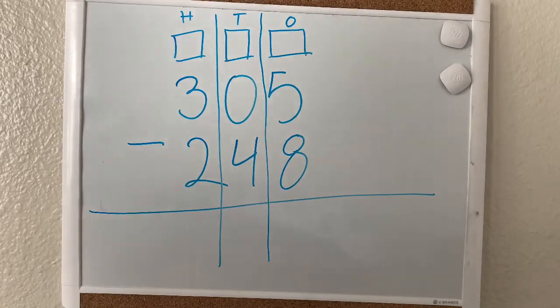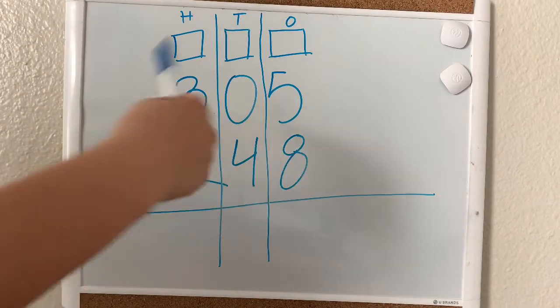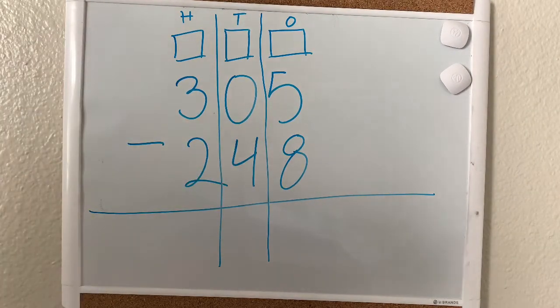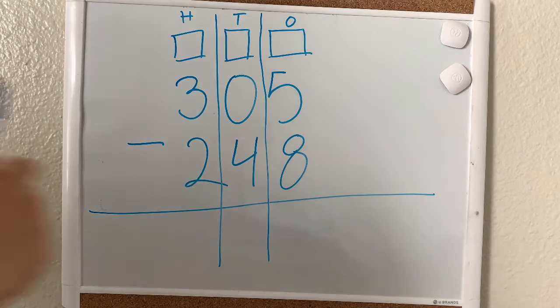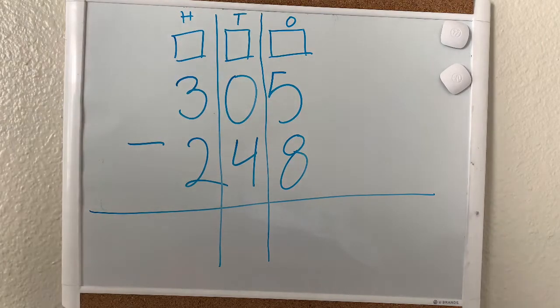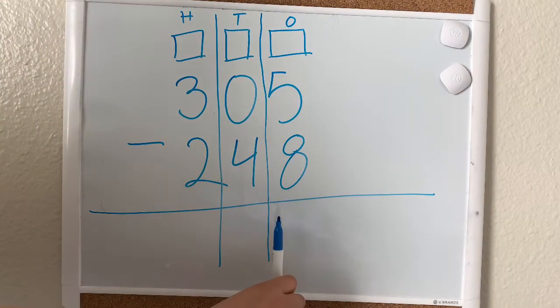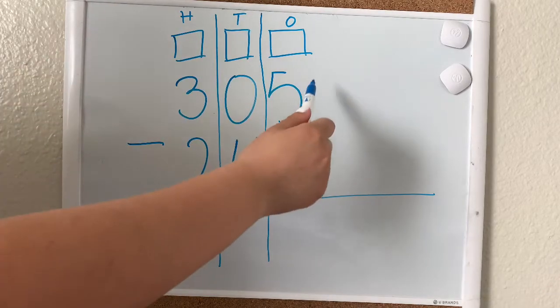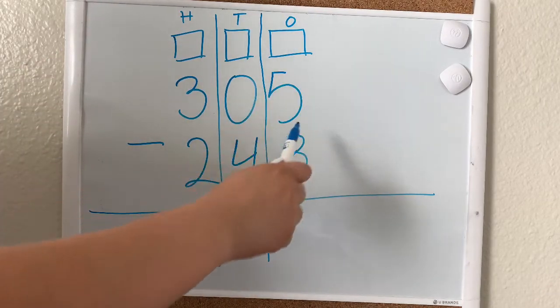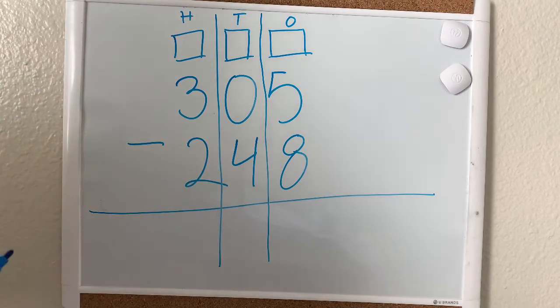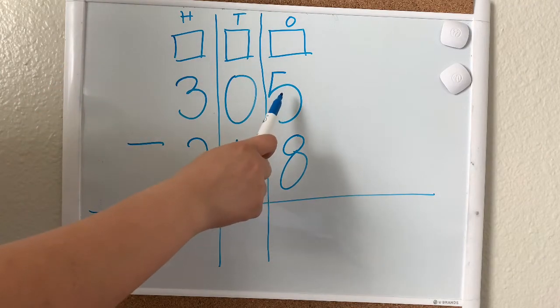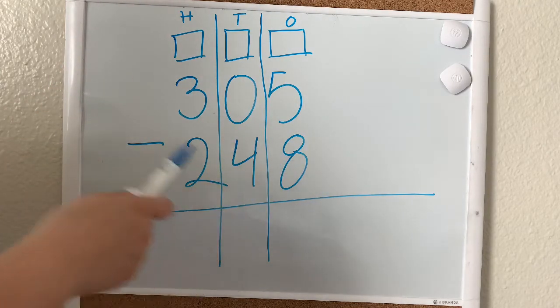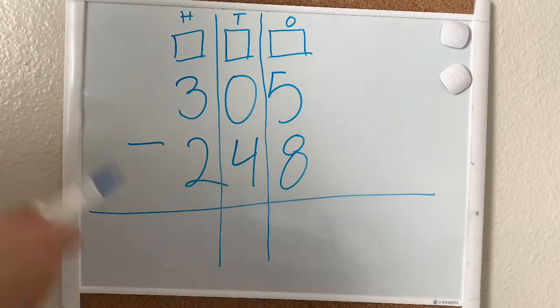Alright, so you see how we have the problem 305 minus 248. So you're supposed to subtract 248 from 305. The first step in subtraction, you always want to start on the ones side. So you're trying to subtract 8 from 5. But can you do that? No, because 5 is not a big enough number for 8 to subtract from. So what do you do? You have to regroup.